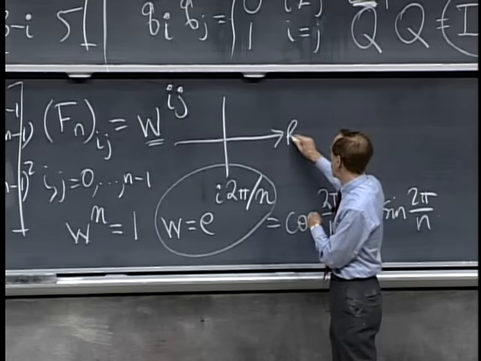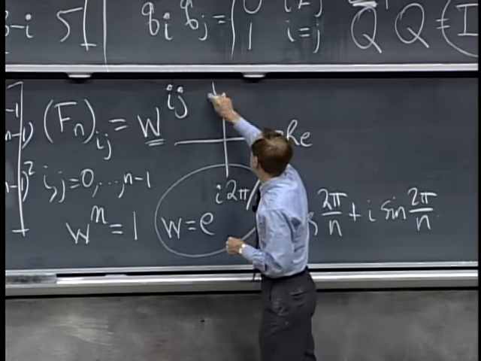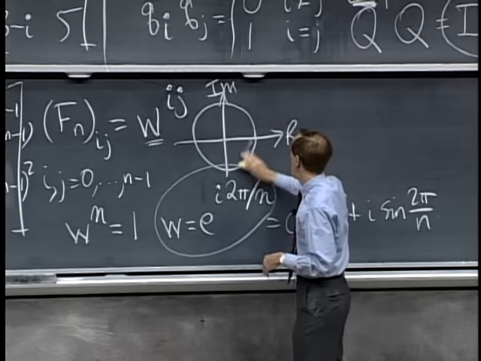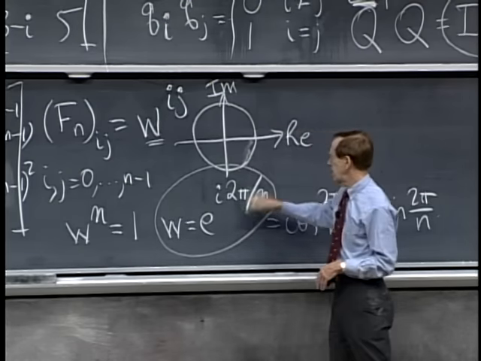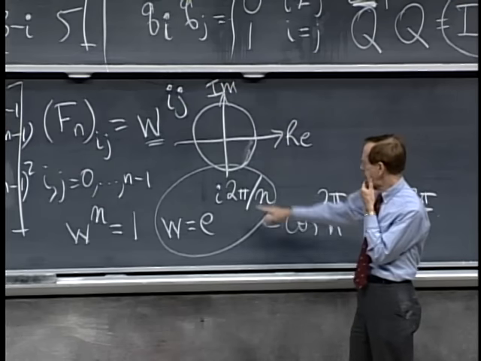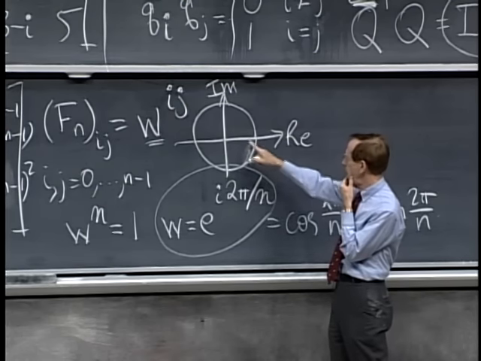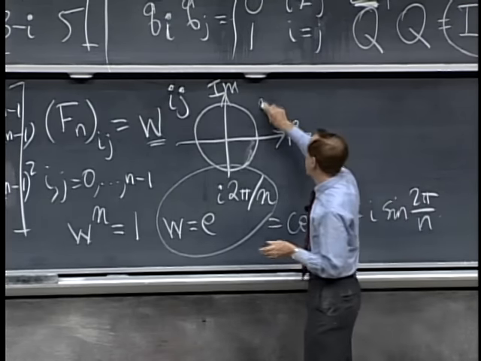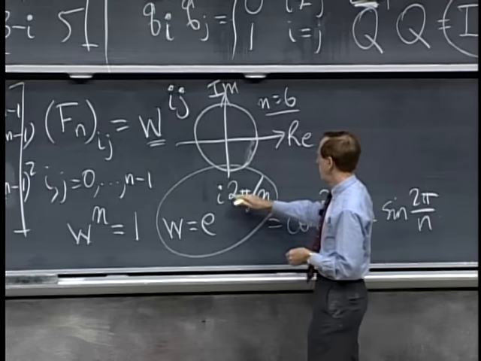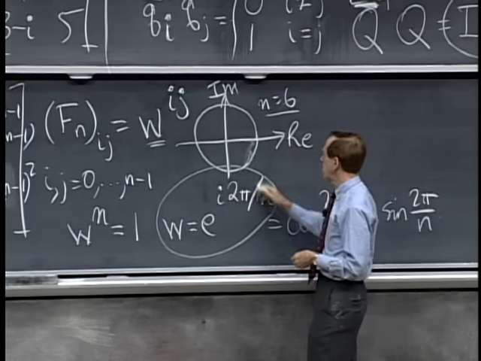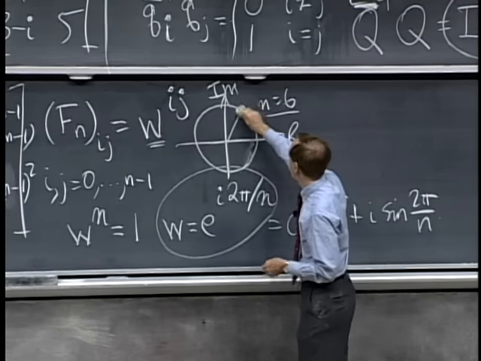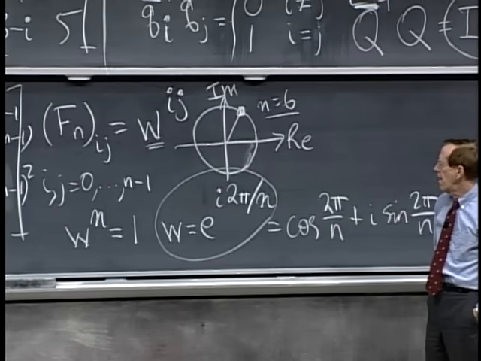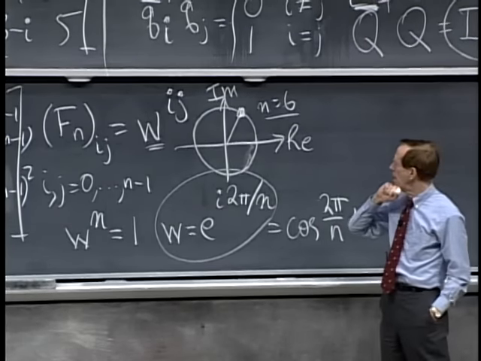So our matrix is full of powers, and where is this on the complex plane? Here are the real numbers. Here's the imaginary axis. Here's the unit circle of radius 1. And this number is on the unit circle, at this angle, which is 1/n of the full way round. So if I drew, for example, n equals 6, this would be e to the 2 pi I over 6. It would be 1/6 of the way round. It'd be 60 degrees. And where is w squared?